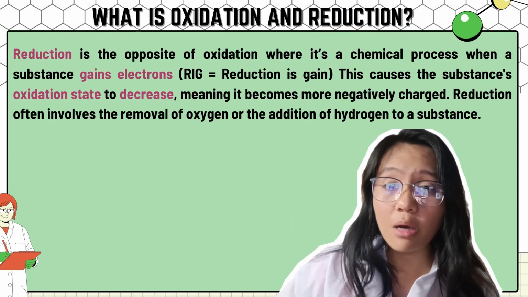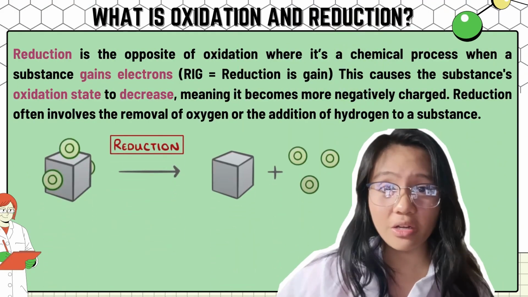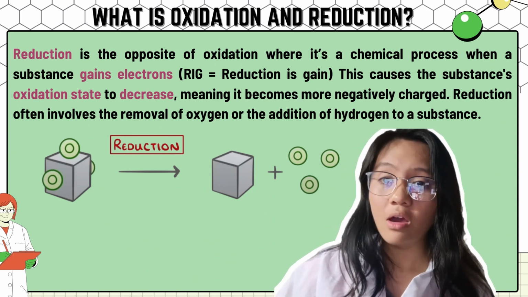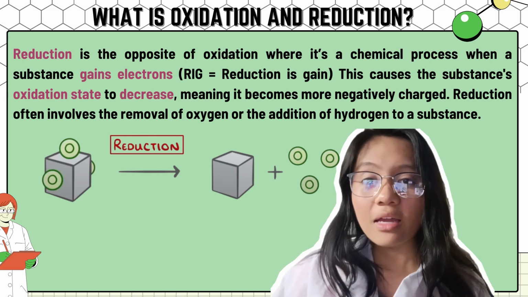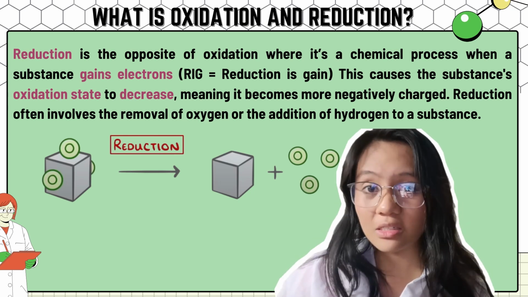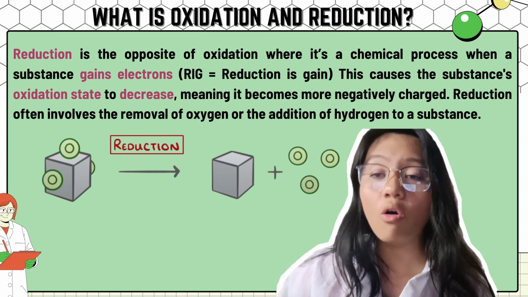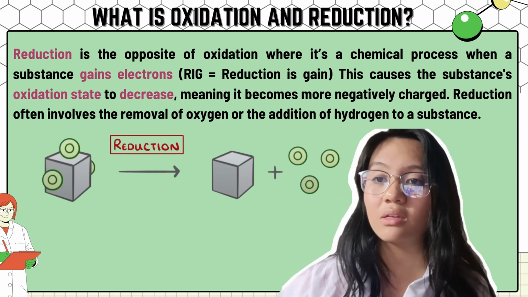And now, let's talk about reduction. Reduction is the opposite of oxidation, a chemical process where a substance gains electrons. RIG, also known as reduction is gain. This causes the substance's oxidation state to decrease, meaning it becomes more negatively charged. Reduction often involves the removal of oxygen or the addition of hydrogen to a substance.